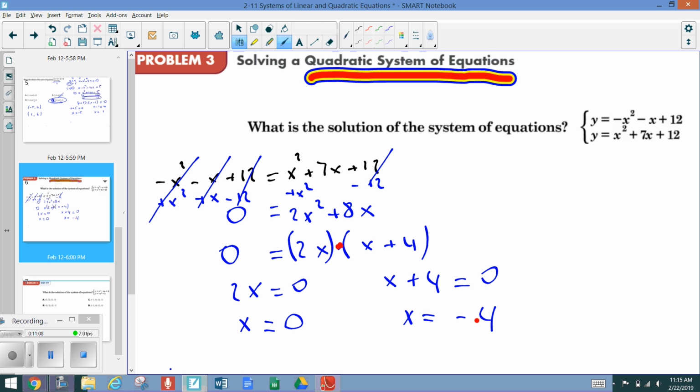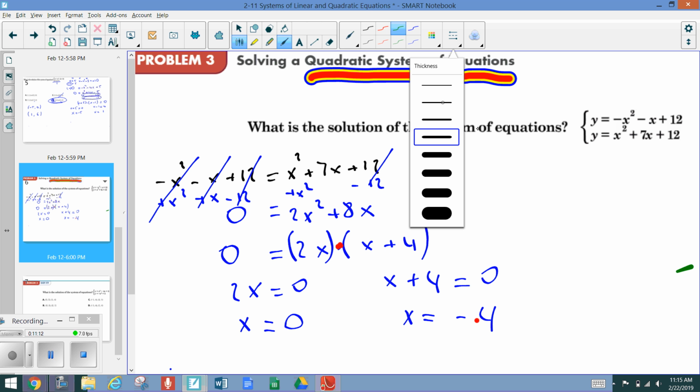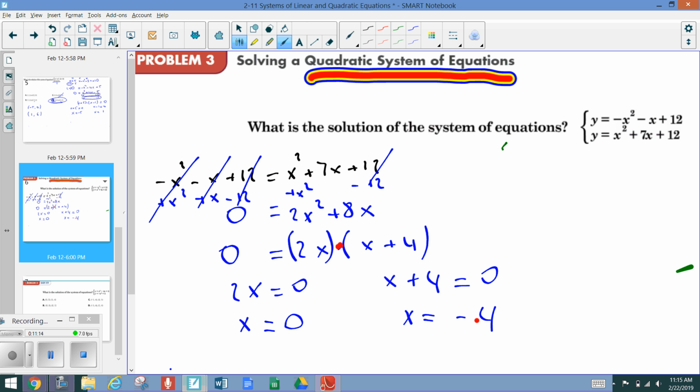So that means we can find the y components. Does that make sense? 0 comma something, and then -4 comma something, and then I will plug in one of them. I'll choose the positive one. I'm going to choose the second one. So let's do mental math for that. X is 0, so it's 12. It's that easy. Does that make sense? When you plug in 0 for x, it's 12.